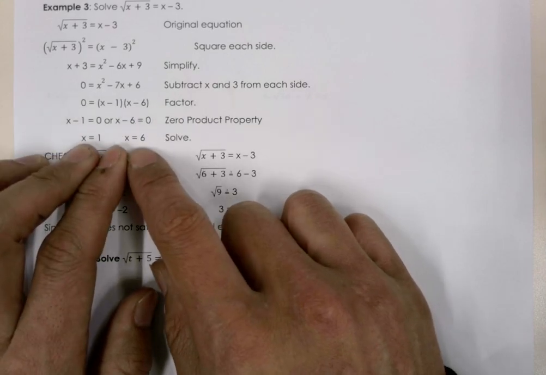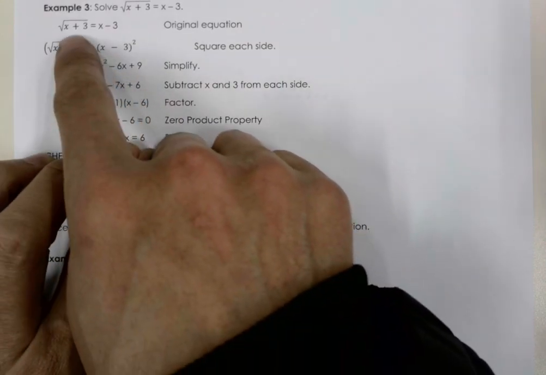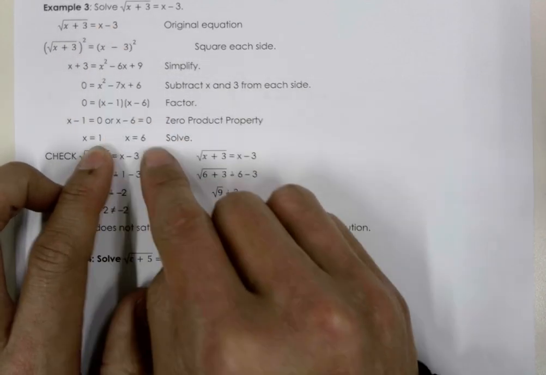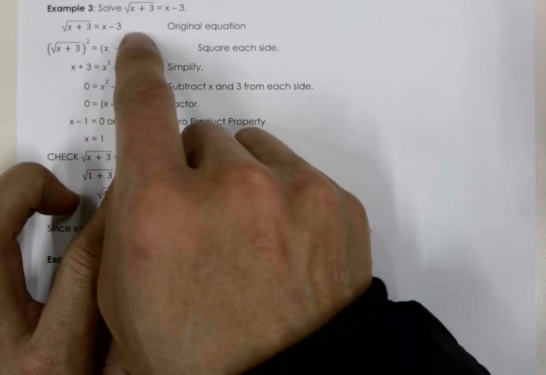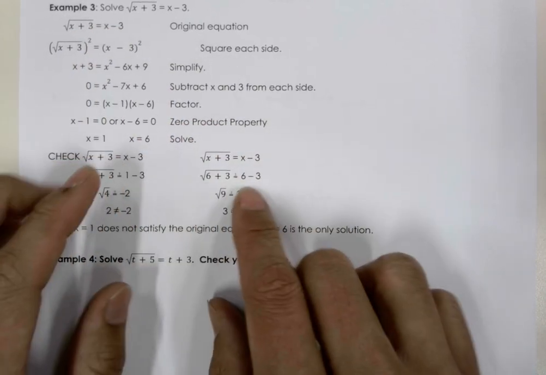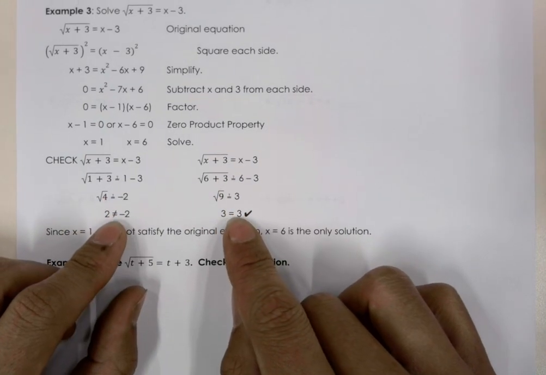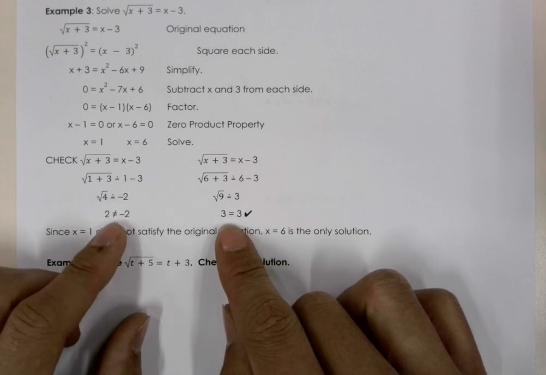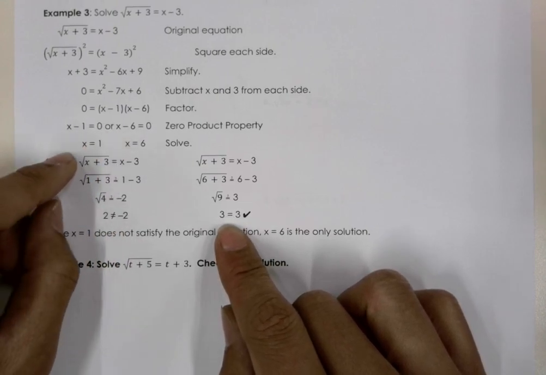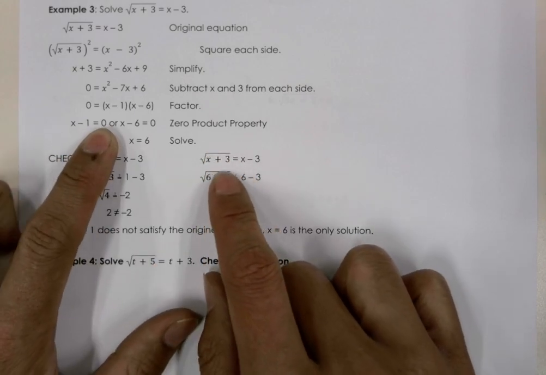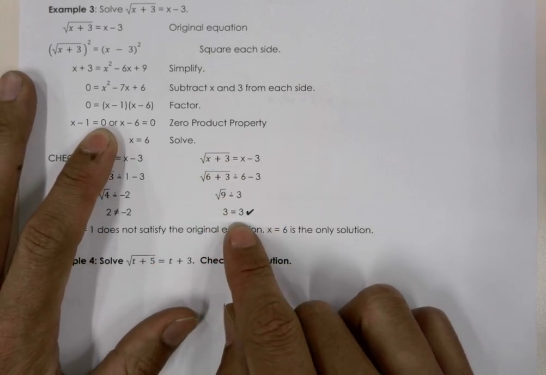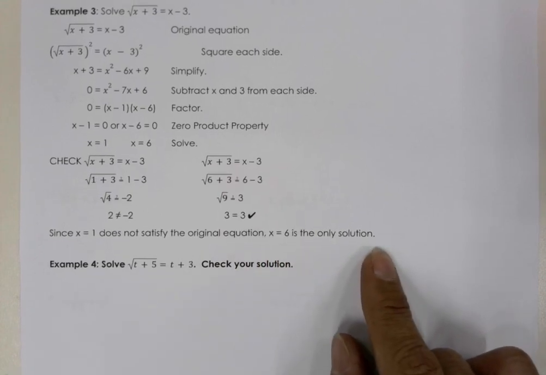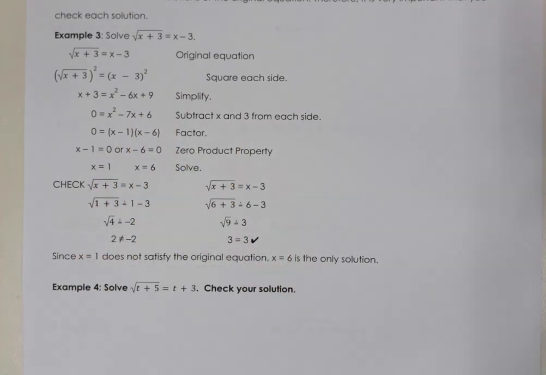From here, we need to check. And how do we check? We plug 1 back into our original equation for x and see if the equation holds. And then we plug 6 in for x and see if the equation holds. You can see that for x is equal to 1, the equation does not hold, and so x is equal to 1 is not an answer. But when we substitute x is equal to 6, the equation does hold, so x is equal to 6 is the only solution that we found by using this method.